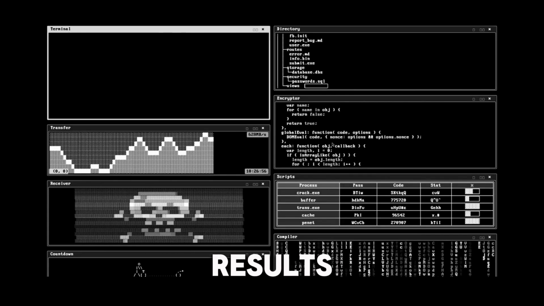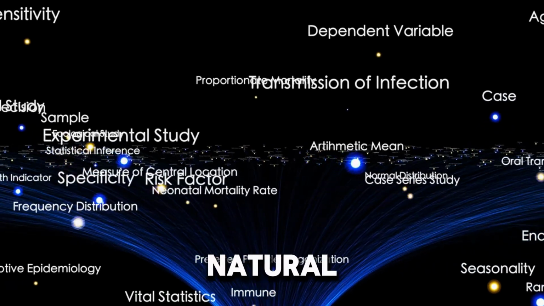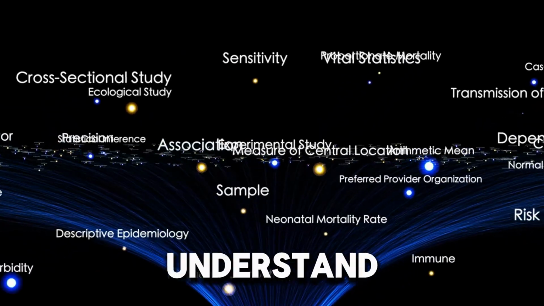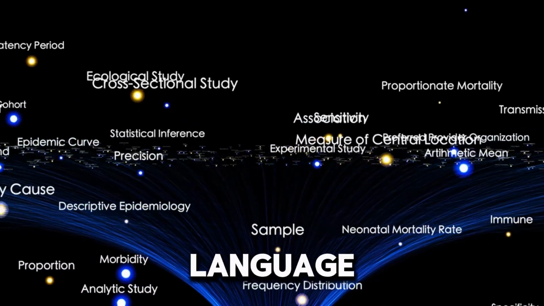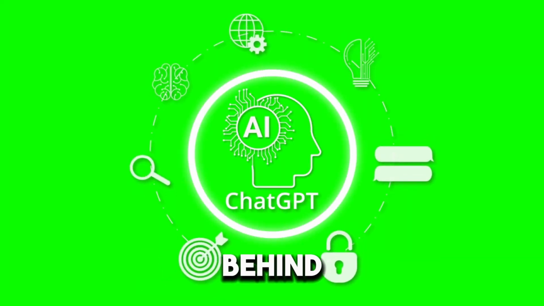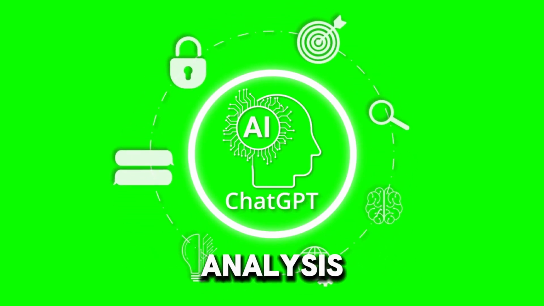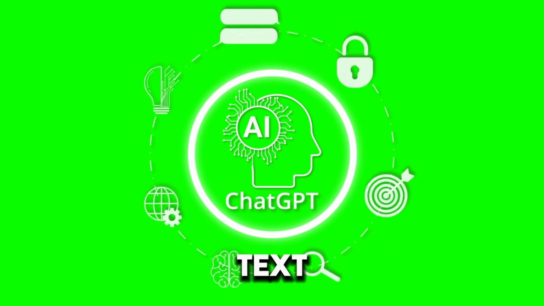A key term within AI is natural language processing, or NLP. NLP allows AI to understand and generate human language. It's the technology behind chatbots, automatic translations, and even sentiment analysis, which determines whether a piece of text is positive or negative. A fundamental part of AI decision-making is an algorithm.